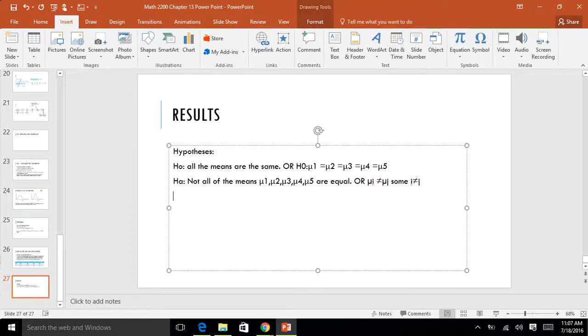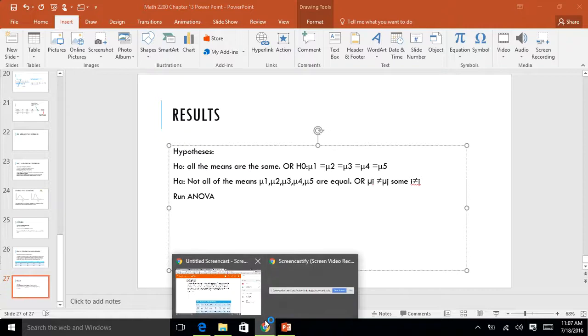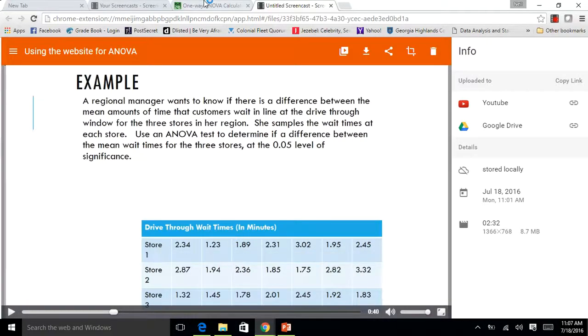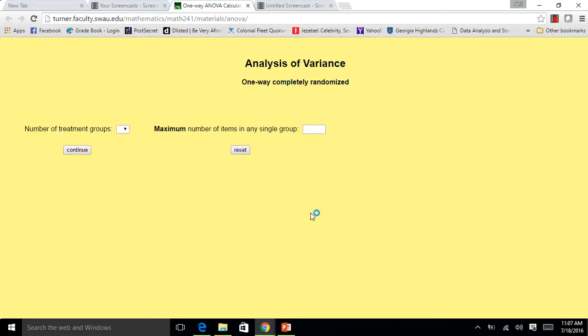All right, the next thing the book wants is to go ahead and run a one-way ANOVA. So I'm going to pop out of my PowerPoint and go to my calculator right here. I'm on the website, that's all I'm doing. Number of treatment groups. Remember, that's the number of categories. I had 5 categories. The max number in any group for this was 3.